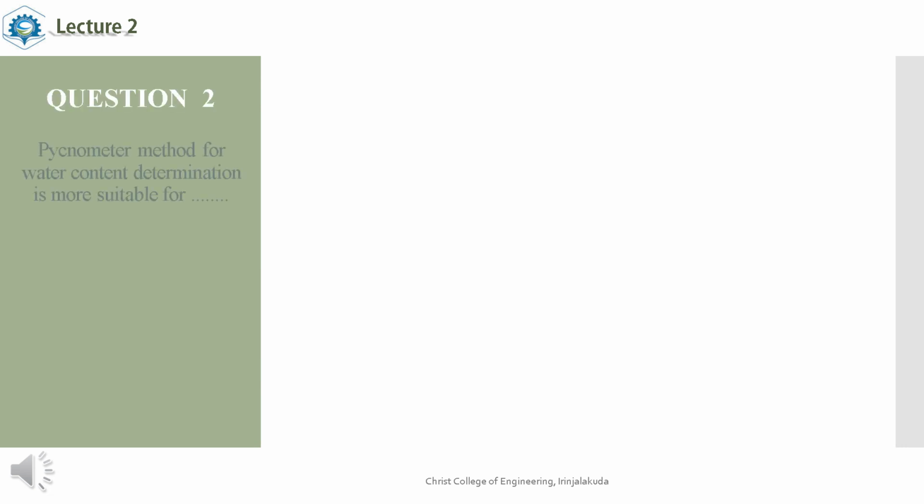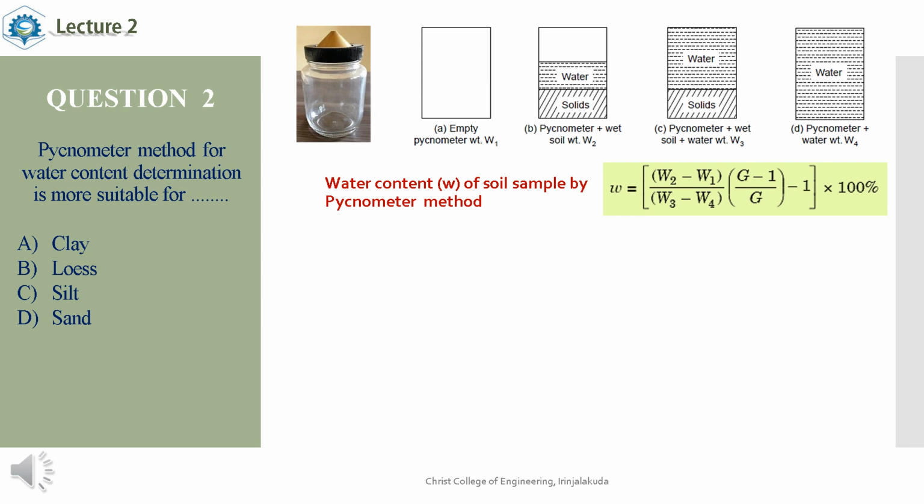Question number 2. Pyknometer method for water content determination is more suitable for, and the options are clay, loess, silt and sand. So let's see what the pyknometer method is to determine the water content of a soil sample. You can see here a pyknometer, and as a first step we take the empty weight of the pyknometer, denoted as W1, and after that we take about 200 to 400 gram of wet soil, which is our sample, and fill it in this pyknometer.